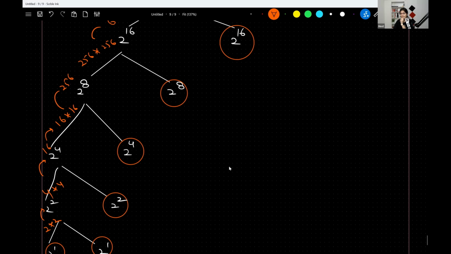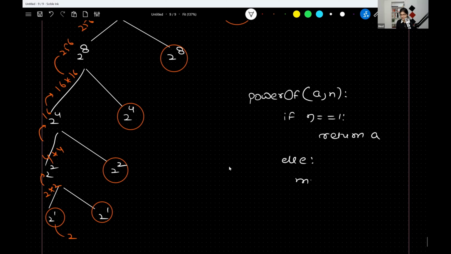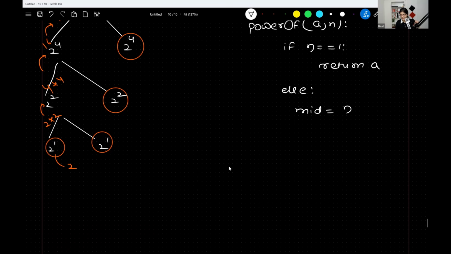So basically, if I try to write pseudo code for the same, I will have a function named power of, taking a comma n. In this particular logic, I have said if the value of n is 1, my base case condition, return a. Otherwise, first of all, calculate the value of mid. We are dividing our data. What is that value? N divided by 2. Do the division first. This is called division, dividing the problem into various sub-problems.